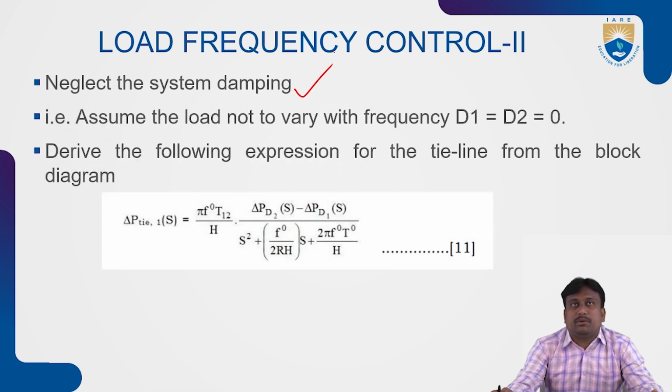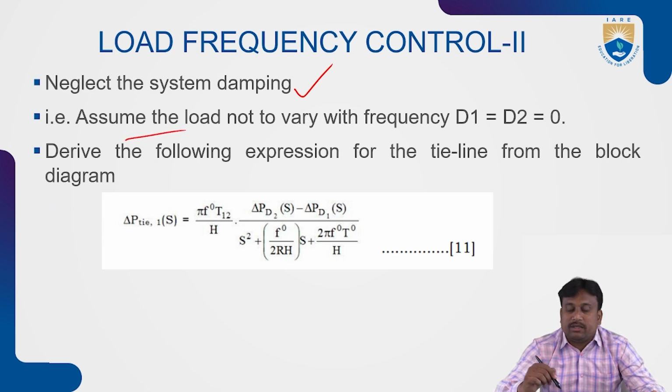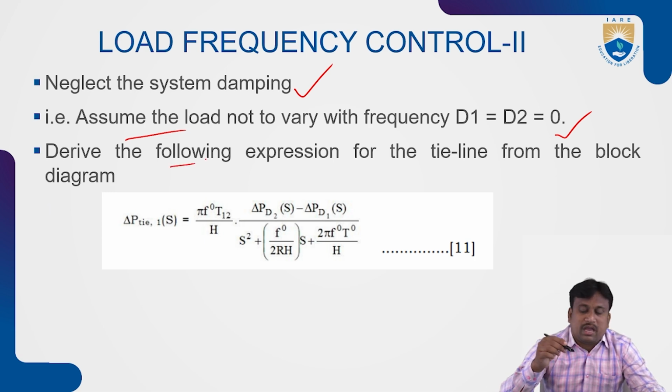So here we need to neglect the system damping. That means we need to assume that the load does not vary with the frequency, that is D1 equals D2 equals 0. That should not vary with the given frequency. We need to derive the expression for the tie line power, delta P tie line, from the block diagram.